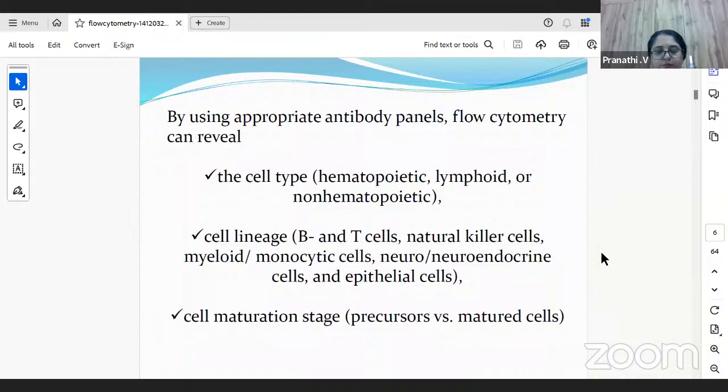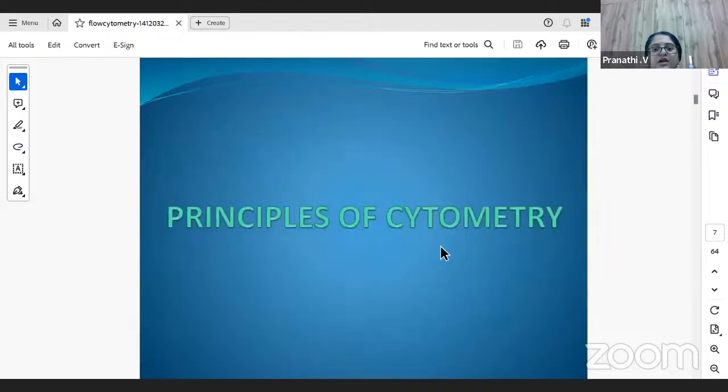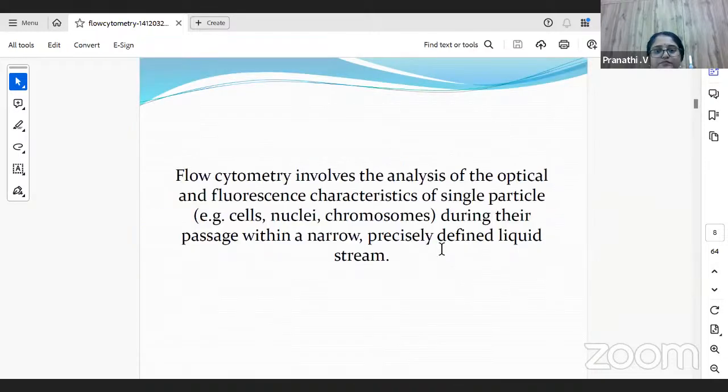What is it that we are going to learn through flow cytometry? What is the kind of cell that is going to come out? Is it hematopoietic or non-hematopoietic, is it lymphoid? And what are the kinds of cells coming out? Are they B cells, T cells, or NK cells? Or are they myeloid, endocrine cells, or epithelial cells? And then what is the maturation of the cell? Are they precursors that are coming out, or are they mature B cells or mature killer cells? So what is the principle of flow cytometry?